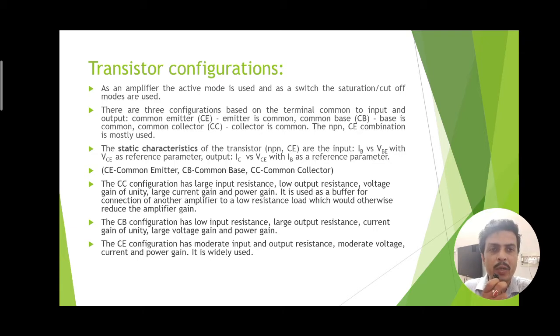The common base configuration has low input impedance and high output impedance. Therefore, for the current amplification, common base configuration is very much useful. The common emitter configuration has moderate input and output impedance. So moderate voltage and current and power gain may be achieved using common emitter configuration.